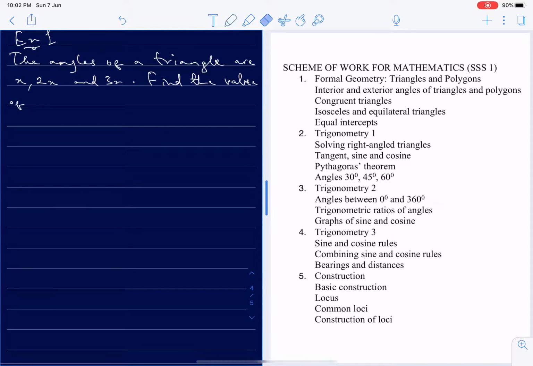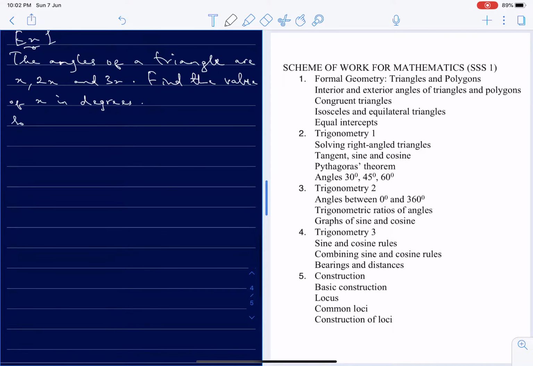I know some of you might find this too easy, but don't worry, we are going to get into much more serious things pretty soon. Now, find the value of x in degrees. Let's solve that. Solution.